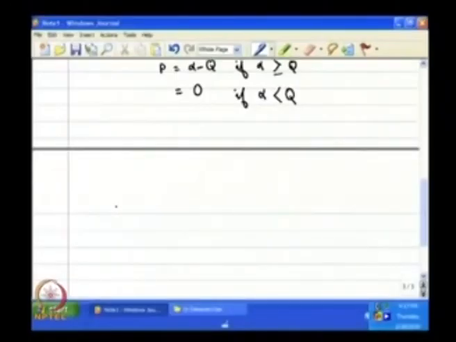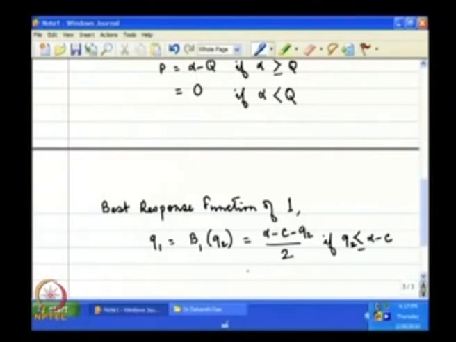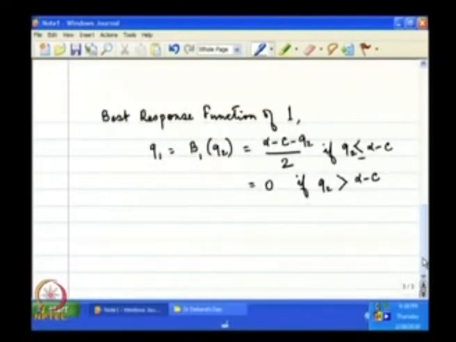We have found that the best response function of firm 1 is Q1 equals alpha minus C minus Q2 divided by 2 if Q2 is less than or equal to alpha minus C, and equals 0 if Q2 is strictly greater than alpha minus C. This is what we have seen before. And this we got by maximizing the profit function of firm 1. We got this best response function of firm 1.